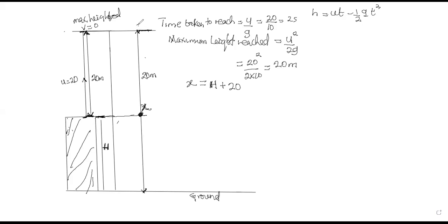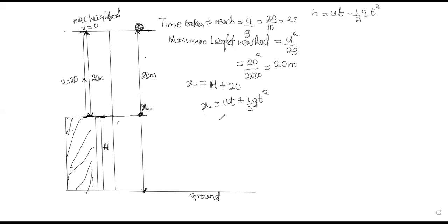When a body is falling from the maximum height, it is free falling because initial velocity at that point is 0. So therefore, x will be equal to ut. It is falling vertically downward, so plus half gt squared.